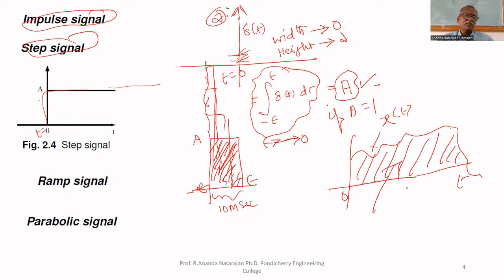Step signal means its magnitude is A at t equal to 0 and remains A forever. Then it is called a step signal. If the magnitude is equal to unity, it is a unit step signal or unit step input. In control systems, we won't use the word signal. We say unit input, unit step input, unit impulse input. That is called step input.